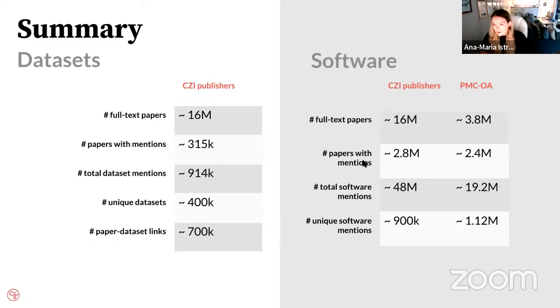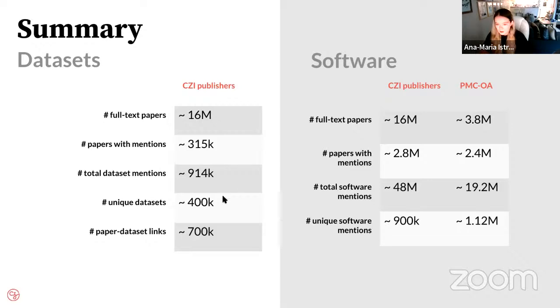We also ran our software extraction algorithms on this corpus, and here the scale is a little bit bigger, maybe something you'd expect. Around 2.8 million papers had at least one software mention for a total of 48 million software mentions extracted, mapping to 900,000 unique software mentions. We also ran our algorithms on the PMC open access corpus. This has around 3.8 million full text papers. Around 2.4 million had at least one software mention for around 19 million total software mentions, mapping to 1.112 million unique strings of software mentions.